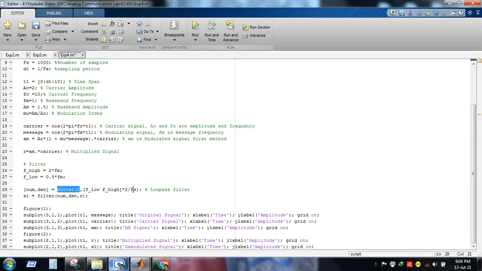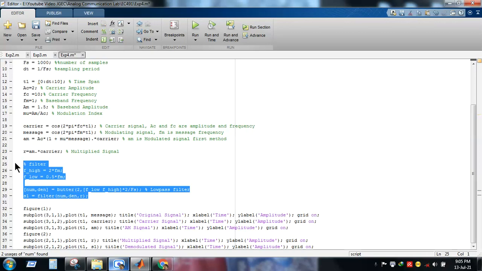So that is the characteristic of the respective filter, defined by this syntax. Next, by using this filter, we define two parameters, num and den, that is the numerator and denominator. That means this is the transfer function of the respective filter. Next we use this syntax: filter, the respective transfer function num comma den, and the respective signal which you want to filter out, which here is r. So this is basically the implementation of the low pass filter.